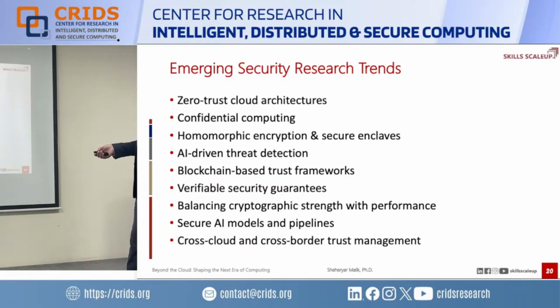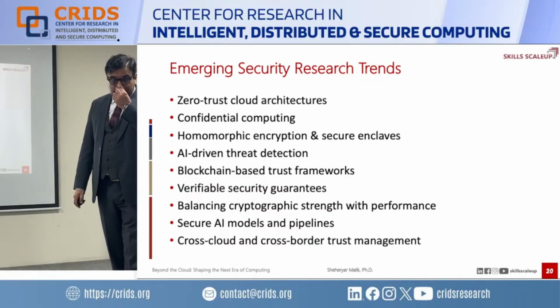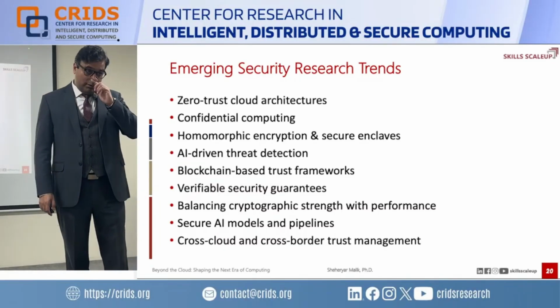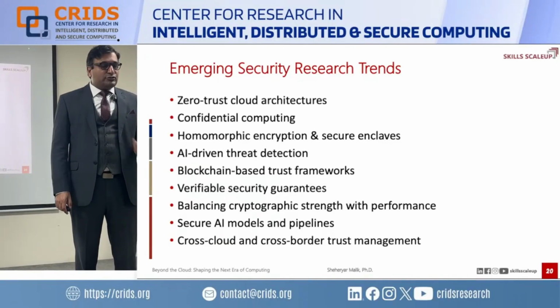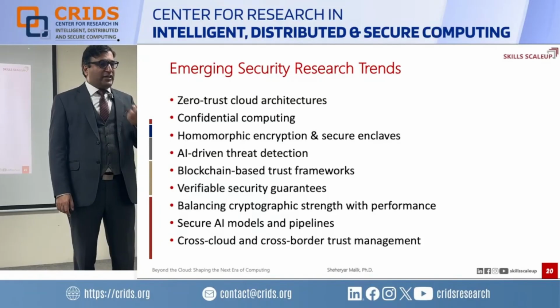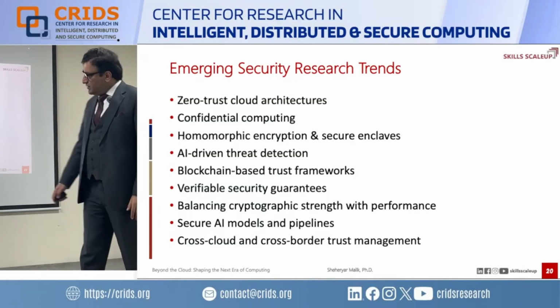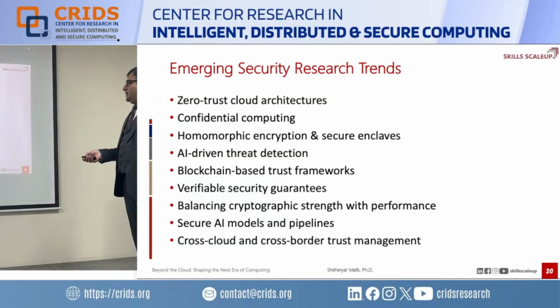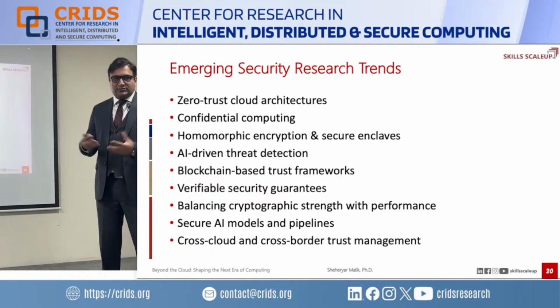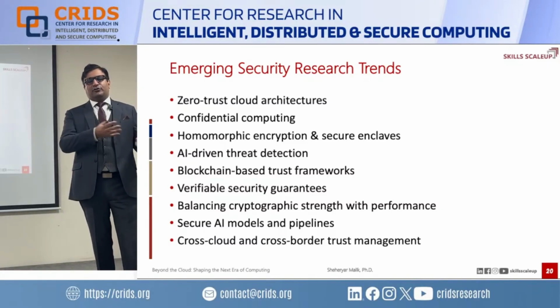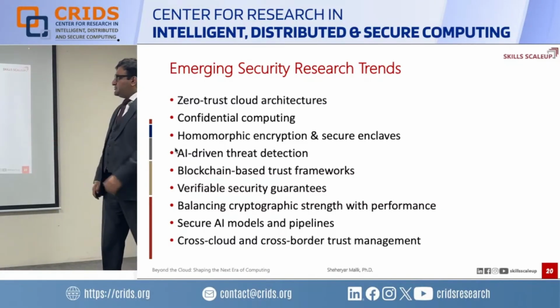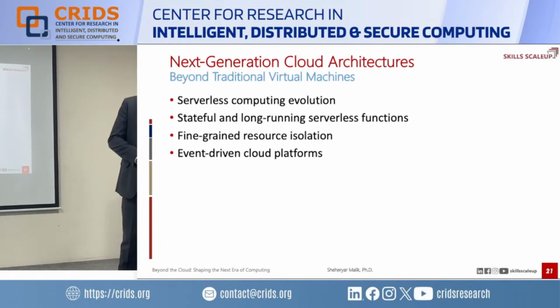And then secure AI models and pipelines. Is AI itself secure or not? Because with the large use of AI, you also have a new attack surface, which is AI itself. AI models, are they secure once you are doing something? And then cross-cloud and cross-border trust management. Cross-cloud: how are you going to trust different clouds? And cross-border: once your data goes from one place to another place, how is it going to be secure?